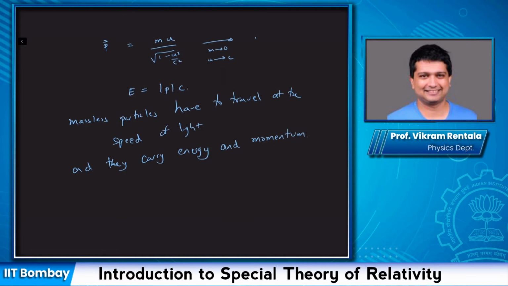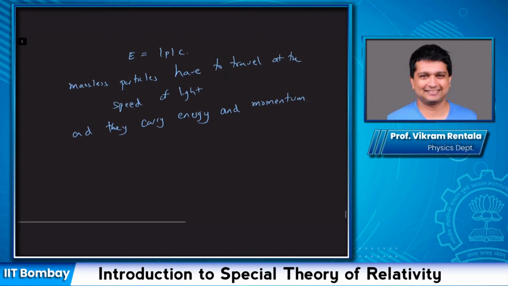And in fact, you see something amazing here. It's not that the speed of light is special, it's the speed c which is special. And photons just happen to travel at the speed c, or this limiting speed of special relativity, because they are massless.